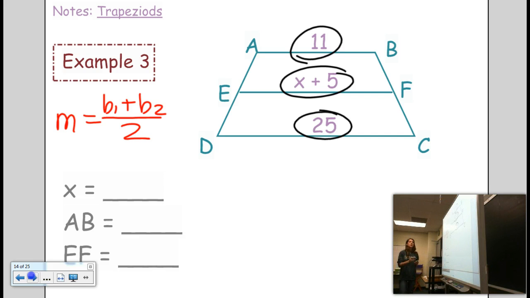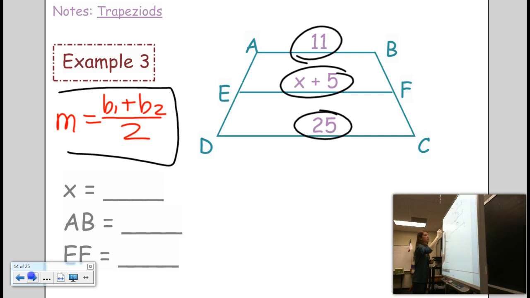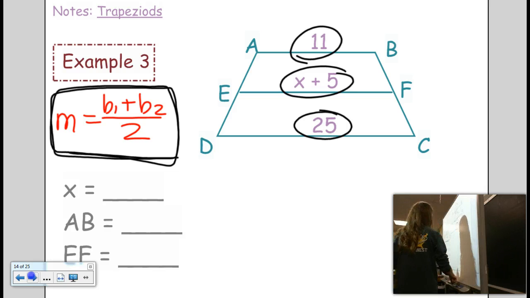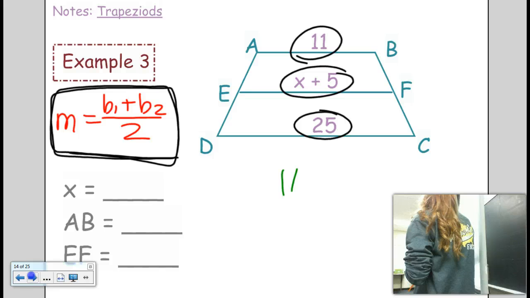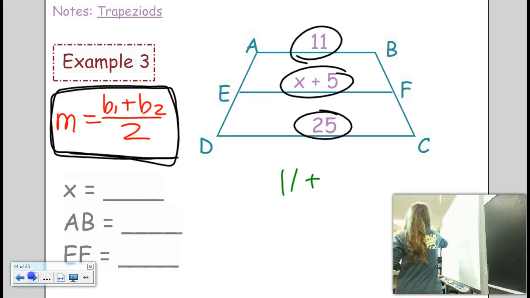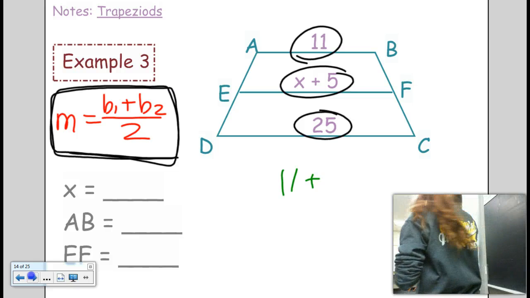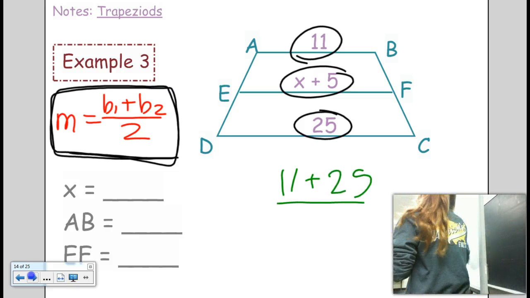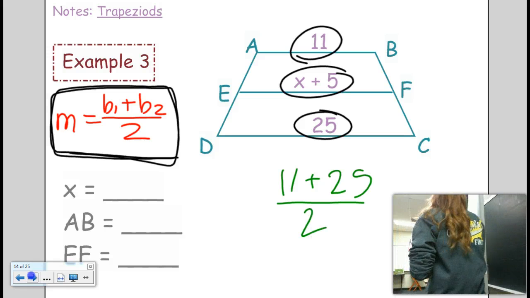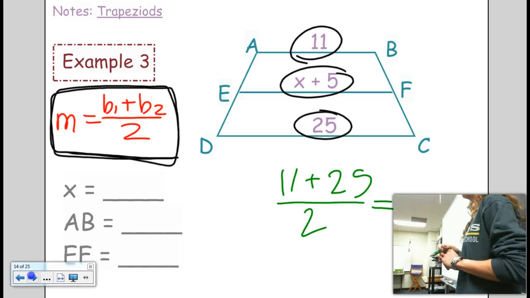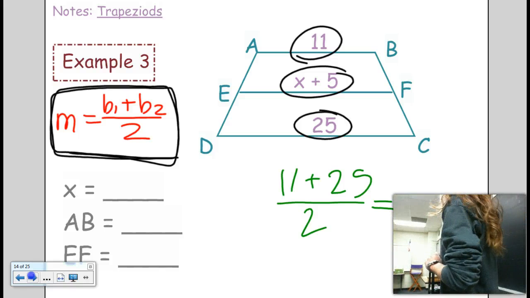So here's the equation you're using. Base 1 plus base 2 divided by 2 equals the midsegment. Lewis M., can you set up an equation for me to write? 11. Wait, let's add base 1 plus base 2. 11 plus 25 divided by 2 equals, what's my mid-segment?